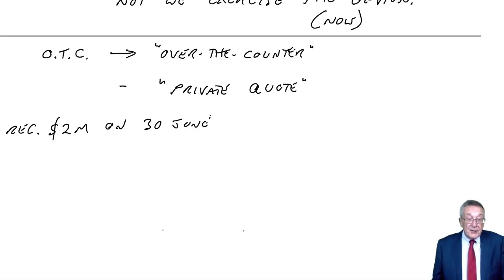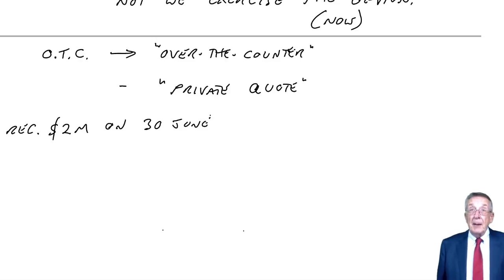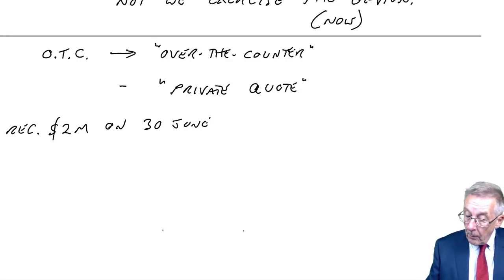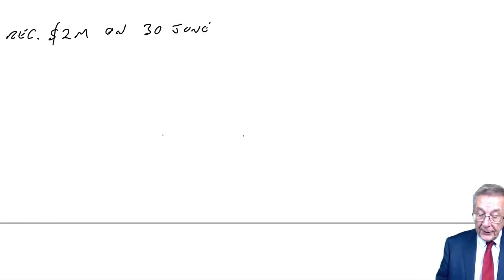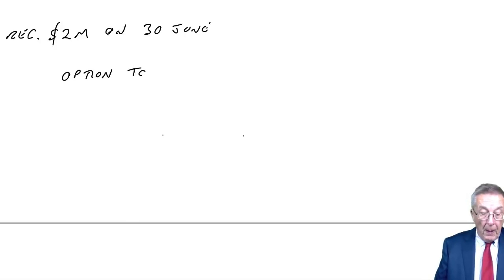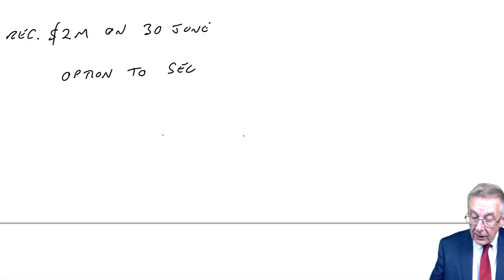So rather than fix the rate at something, I want to be able to get the benefit of it moving in my favour. However, in case we're wrong, and it goes the other way, we've been to the bank and we've told them what we want. We want an option to sell $2 million.